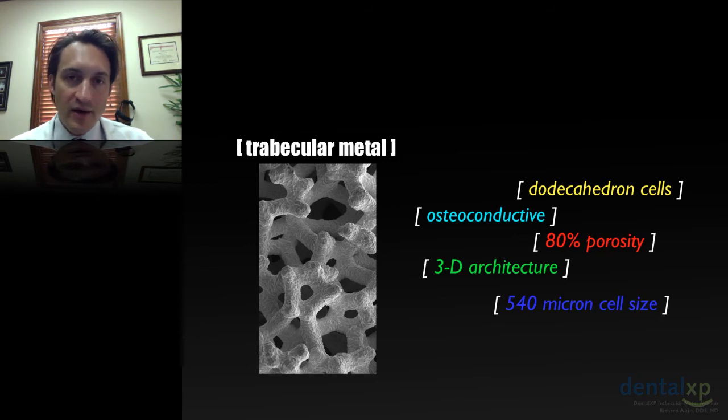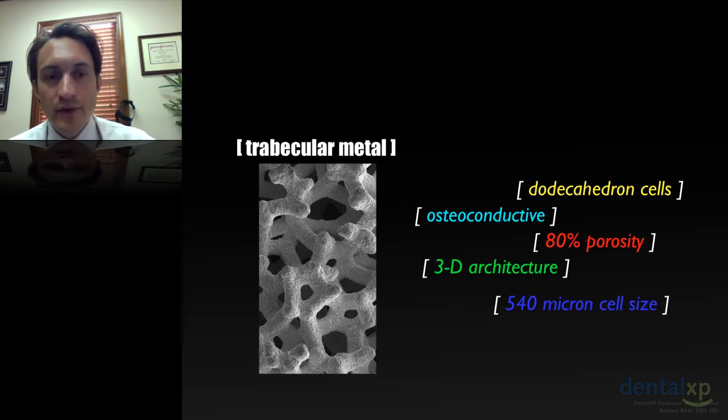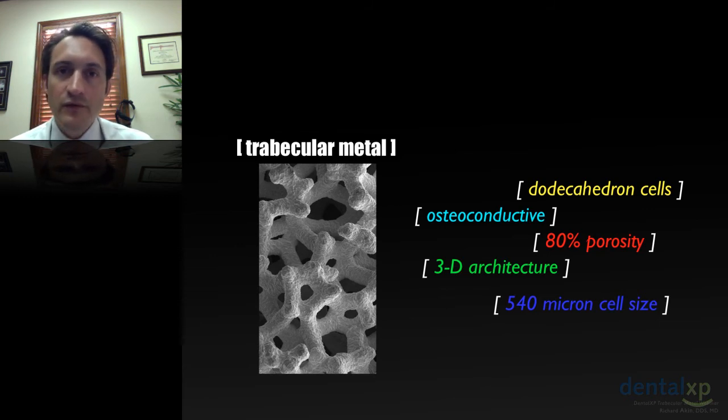You can think about it almost like a soccer ball, and that is how these trabeculations support one another in a 12-sided environment of cells. And these cells are 540 microns. Remember that, and I've learned that 300 microns is the minimum that can support bone growth with vascular channels. In the case of trabecular metal, rather than 300 microns, we're talking about 540 micron cell size.